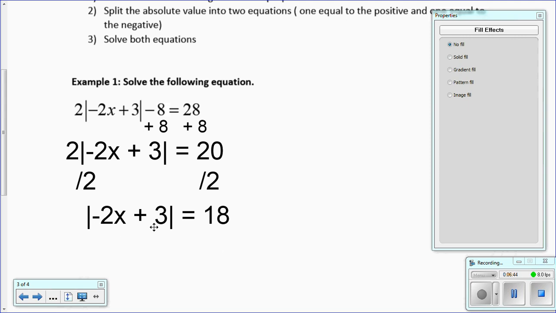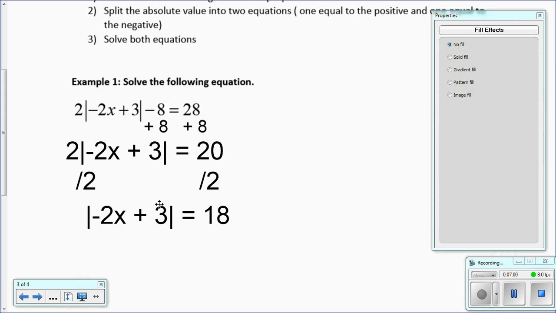I know what the absolute value is. So basically, everything inside this absolute value, when I take the absolute value of it, it should give me 18. We're trying to think, what could the inside of this, the negative 2x plus 3, equal, that when I take the absolute value, it gives me 18?